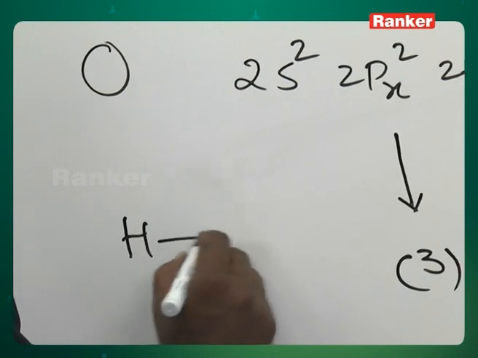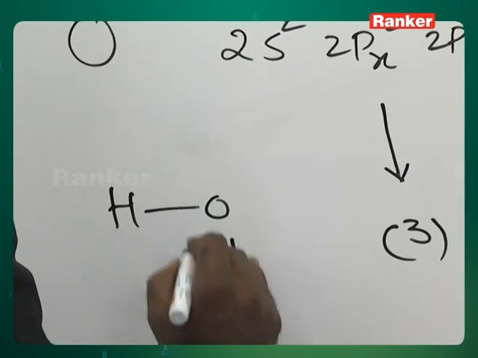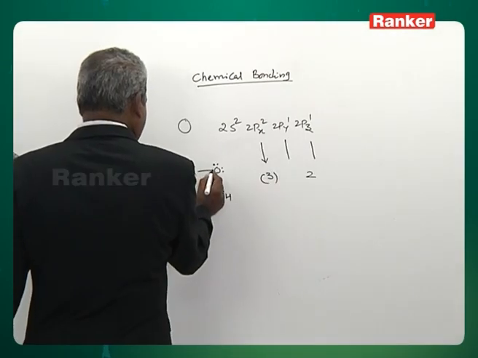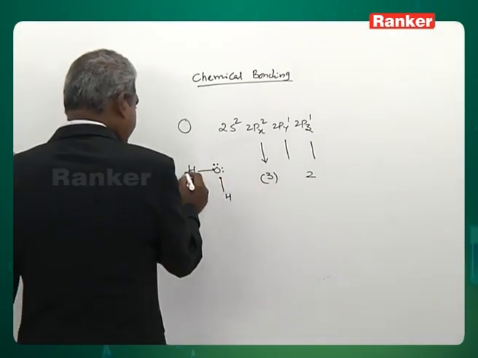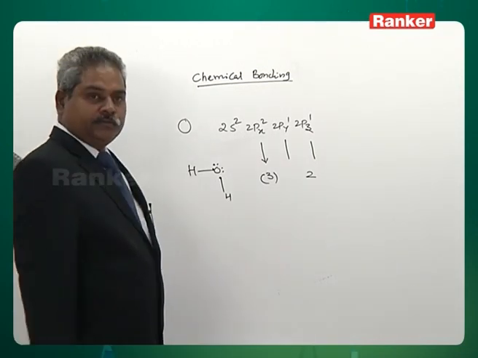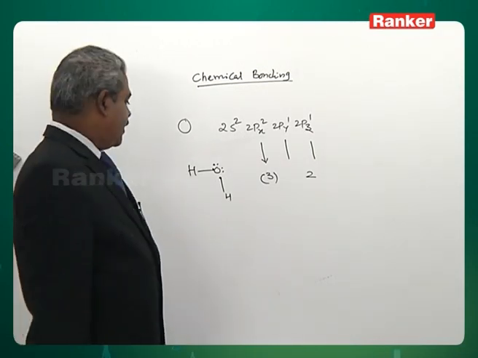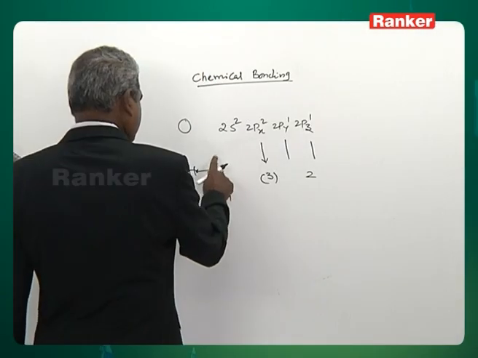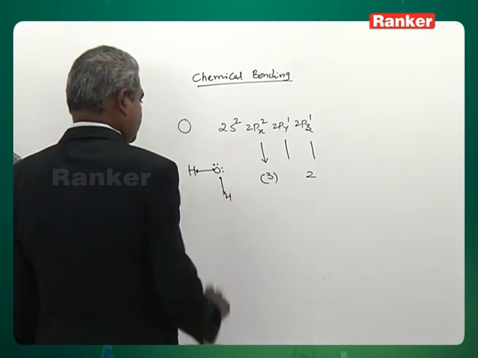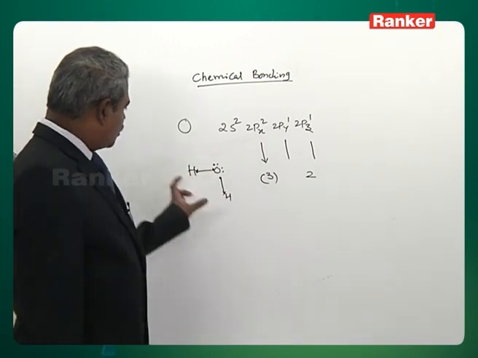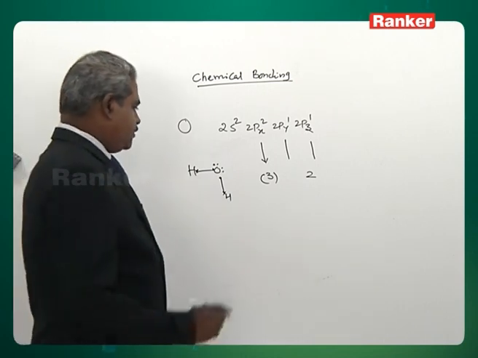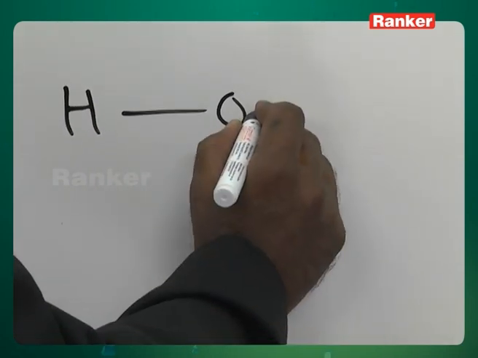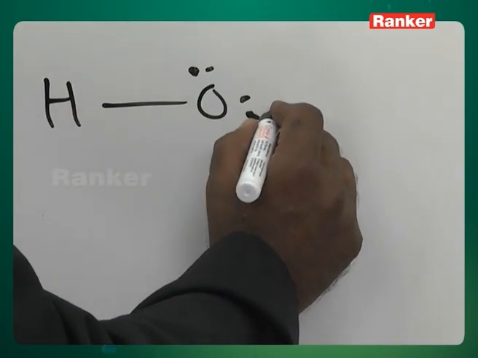H2O, where oxygen has 2 lone pairs, the pairs remain pairs, and the unpaired electrons are shared with hydrogen. 2 pairs and 2 unpaired electrons which are shared with hydrogen. So, you count the octet, 1, 2, 3, 4, 4 into 2, 8 electrons. Now, what can this water molecule do? It will donate 1 lone pair, H2O to H plus.